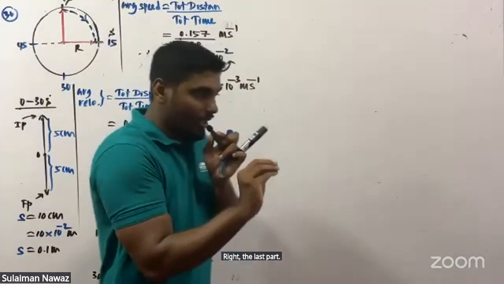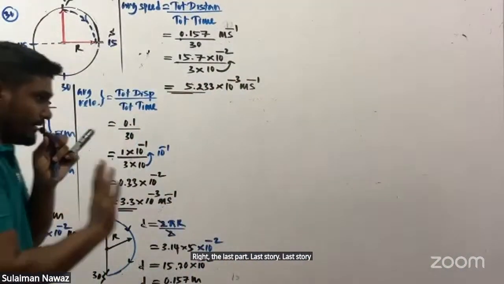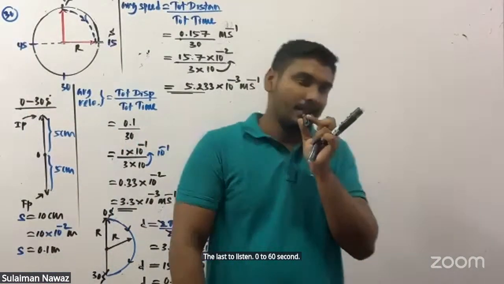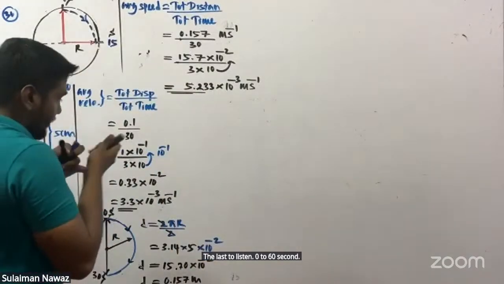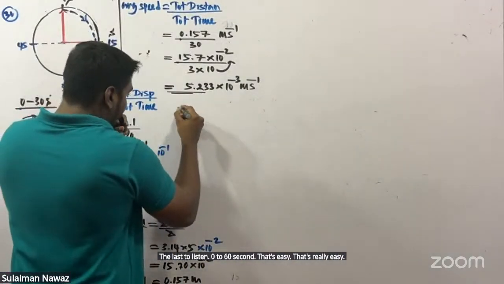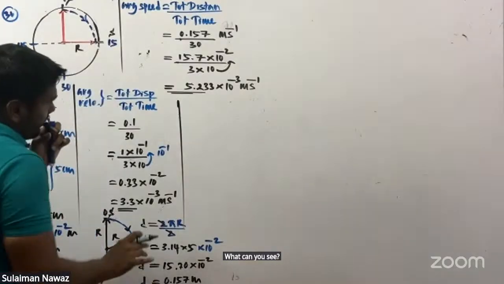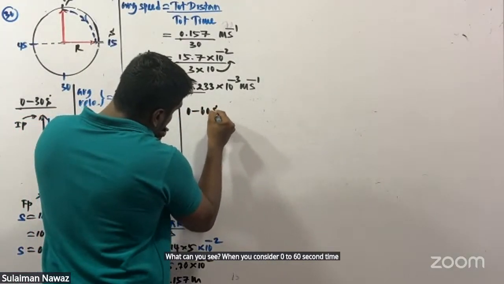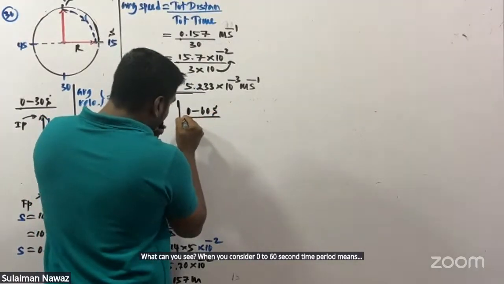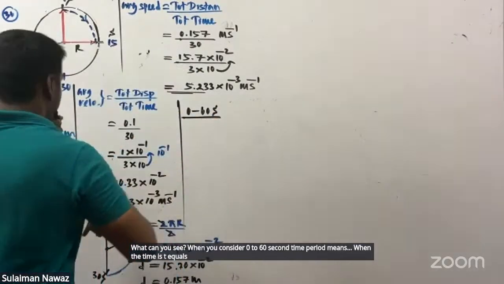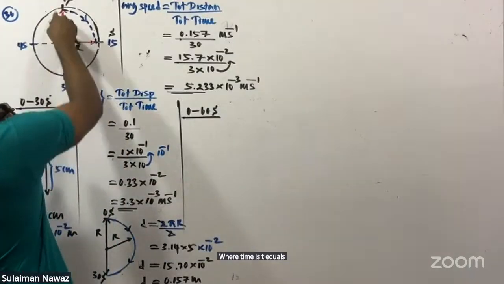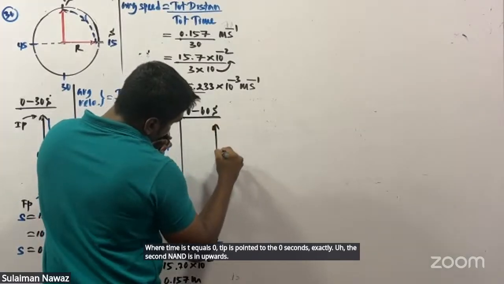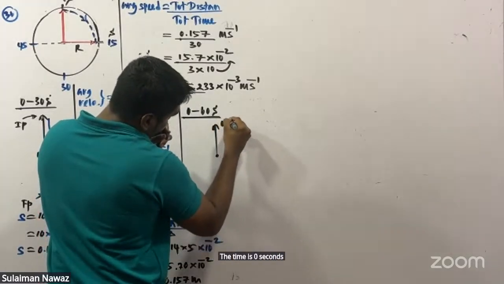The last part. Listen. 0 to 60 seconds. That's really easy. When you consider the 0 to 60-second time period, when the time is t equals 0, where's the tip? When t equals 0, the tip is pointed at 0 seconds. Exactly, the second hand is pointing upwards.